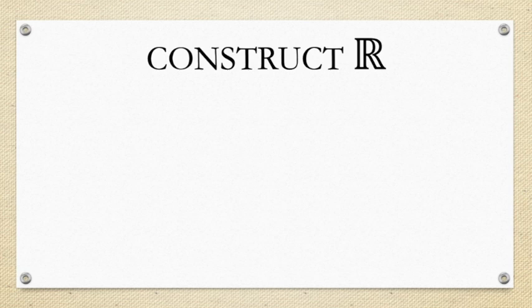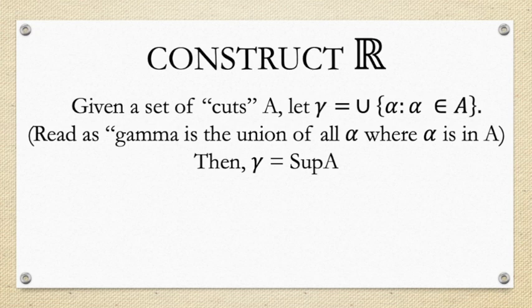So now, to finish our construction of real numbers, let's answer one last question. How do we get the supremum of a bunch of cuts, which is actually the set of real numbers? That is, if we have a collection of cuts, what's the set that's going to contain them all? Because it's bigger, but it's the smallest thing that contains them all. What do you think? Well, we will take the union of all the cuts. So, given a set of cuts A, let gamma be the union of all alpha such that alpha is in A. Then, gamma is a cut, and gamma would be the supremum of A.